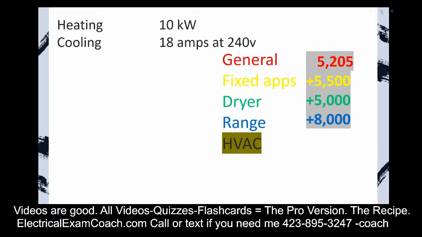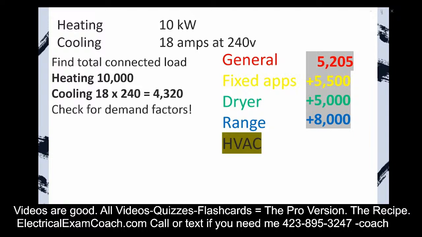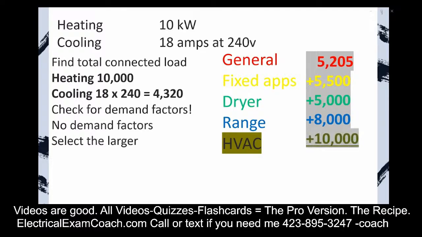Now for our HVAC VAs, we're going to take the larger of the heating or cooling. First, find our total connected load. Our heating is 10,000, and our cooling is our amps multiplied by our volts, which equals 4,320. Now we check for demand factors. There are no demand factors on this portion, so we're just going to select the larger of the two, and we're going to put down 10,000.